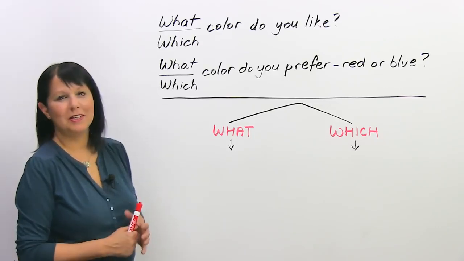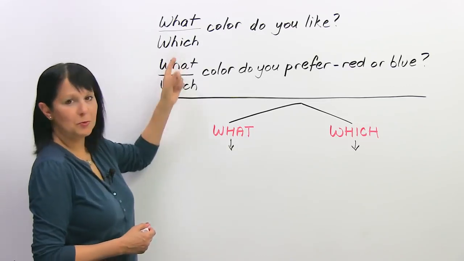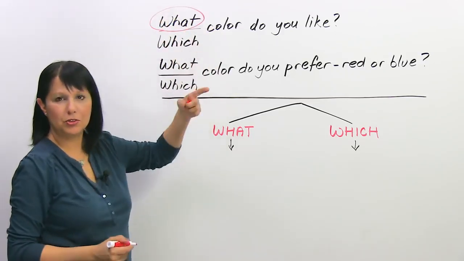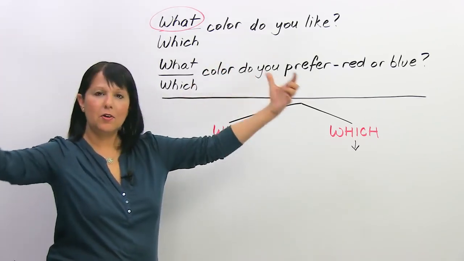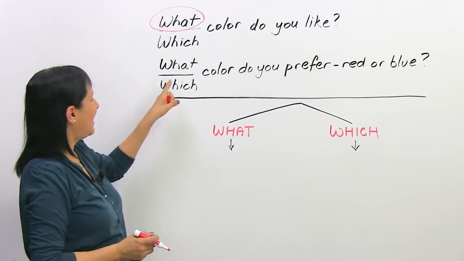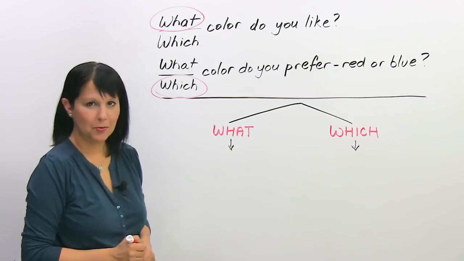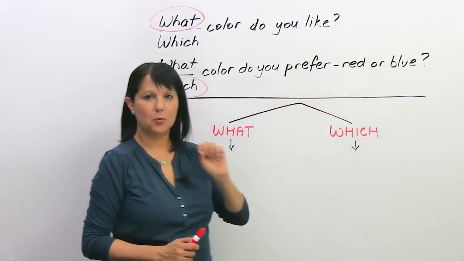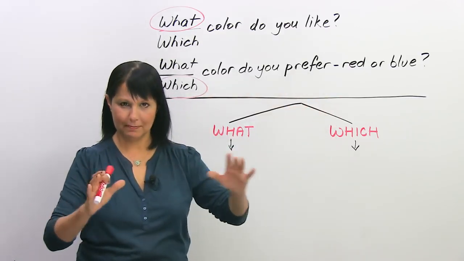Okay, so let me tell you what we would usually say. Here, we would usually say, what color do you like? Why? Because we're asking, out of all the colors in the world, what color do you like? And here, we would usually say, which, okay? Which color do you prefer, red or blue? Why? Because here we have a specific choice, all right?